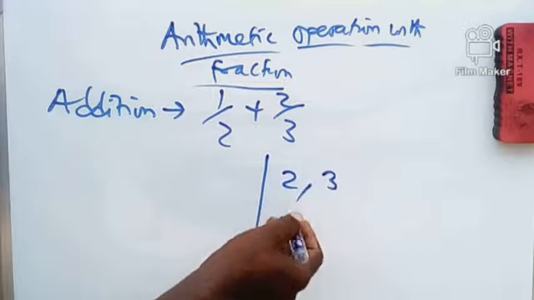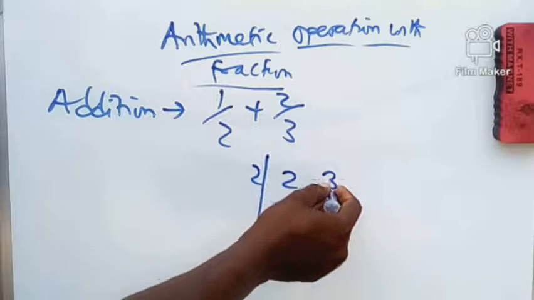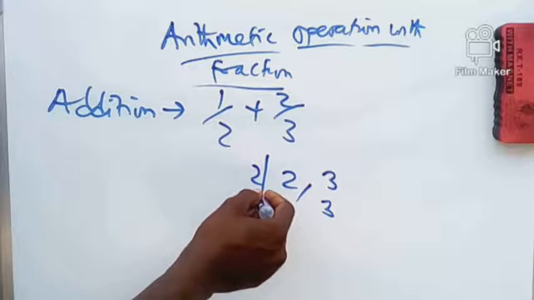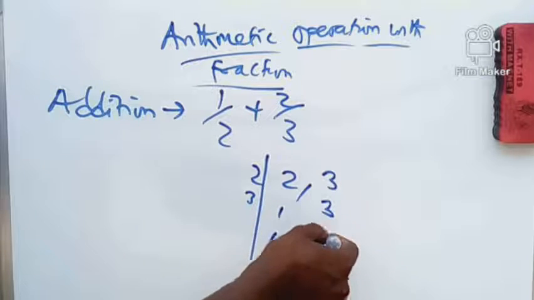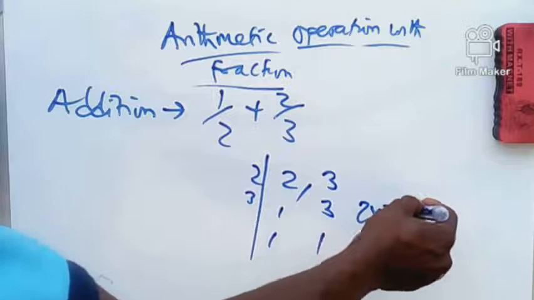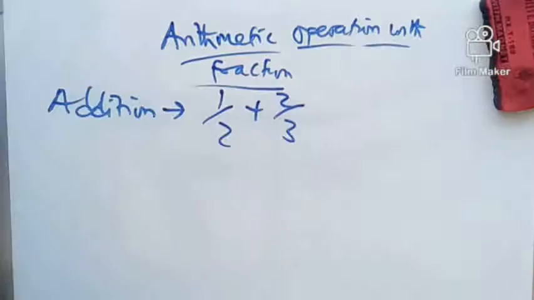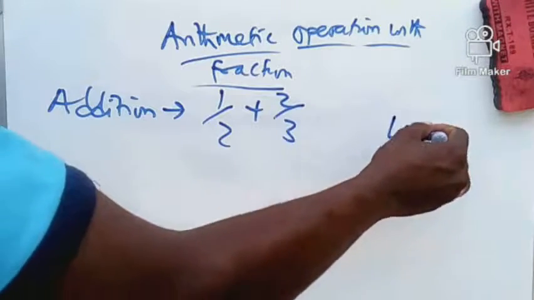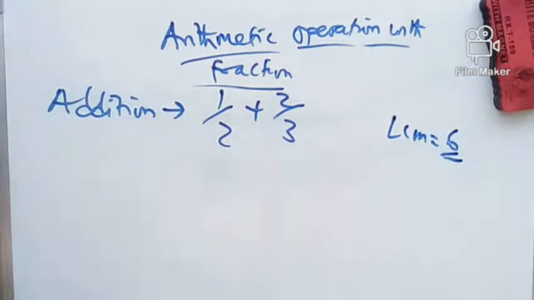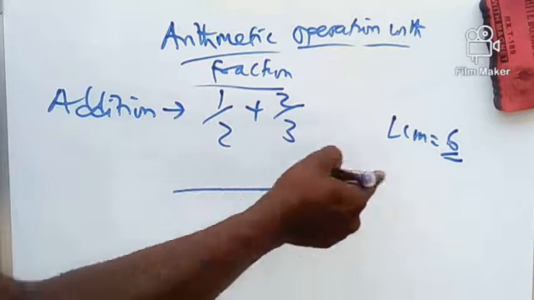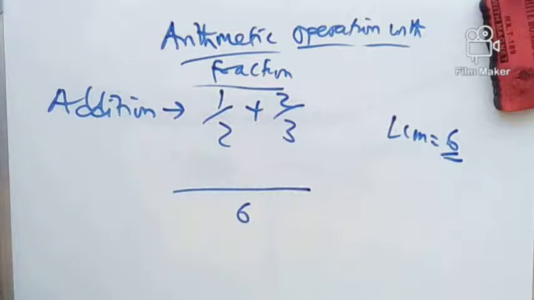The LCM of 2 and 3: 2 goes here, you have 1. 2 cannot go into 3, bring it down. 3 goes into this, 1. So the LCM is 2 times 3, which is 6. Now I have gotten the LCM, which is 6. So what we do next is draw a line and put down that 6 here. Then we begin the simplification operation.